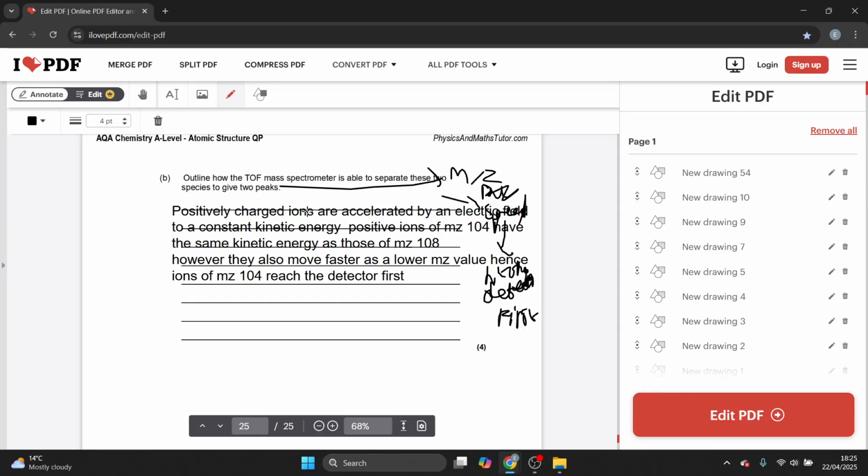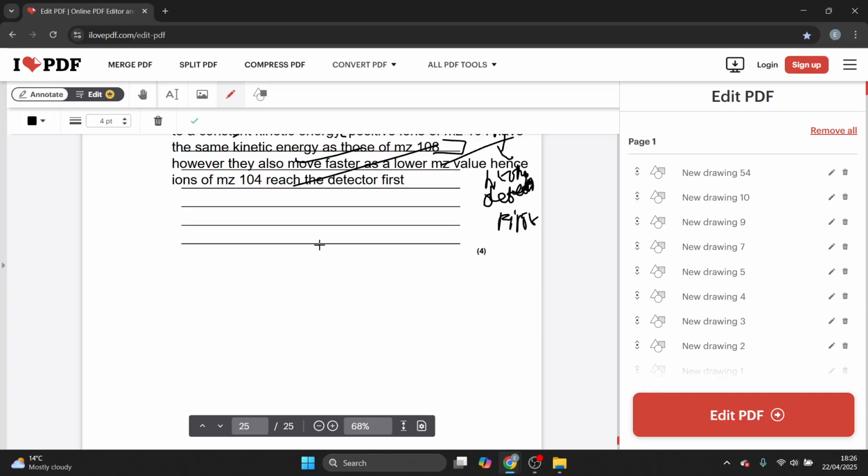So same general principle though, this is an unusual context. Positively charged ions accelerated by an electric field, obviously, so they will have the same kinetic energy, or you can say constant kinetic energy. Positive ions of this have the same kinetic energy as this. This one's just a comparison statement. I don't know why that's in there. And then the rest of it is the same. They move faster as they have a lower m/z value, hence ions of m/z 104 reach the detector first. I'm just ticking these because those are not for marks, but just the key points I would include.